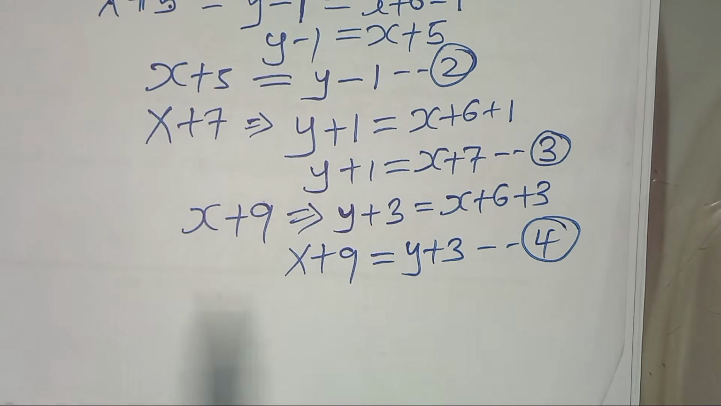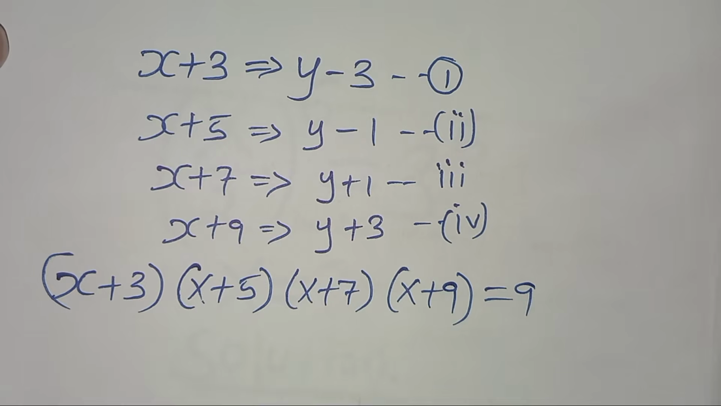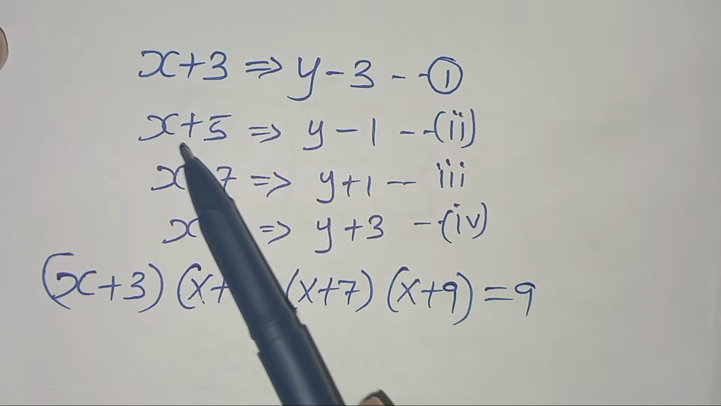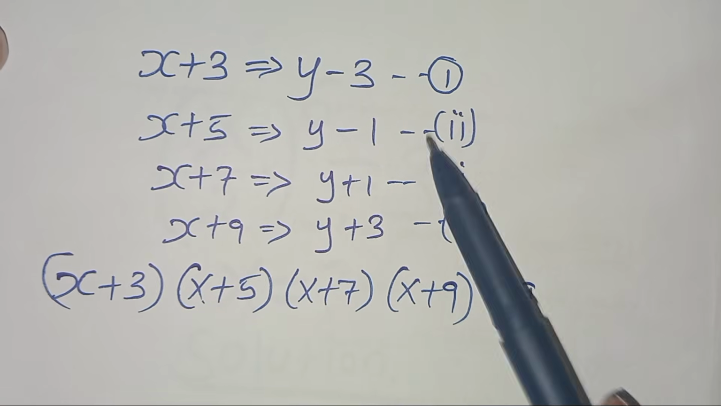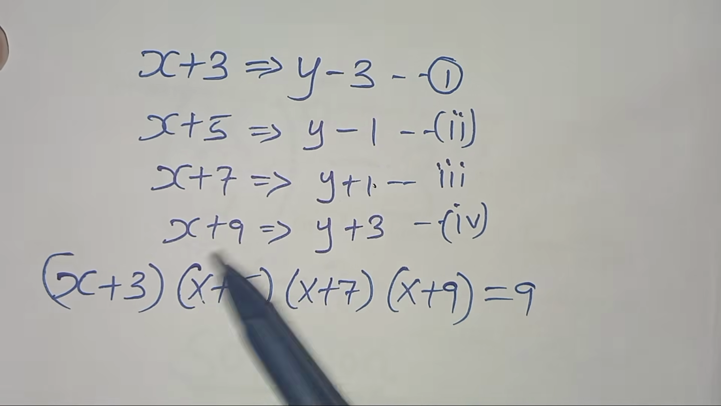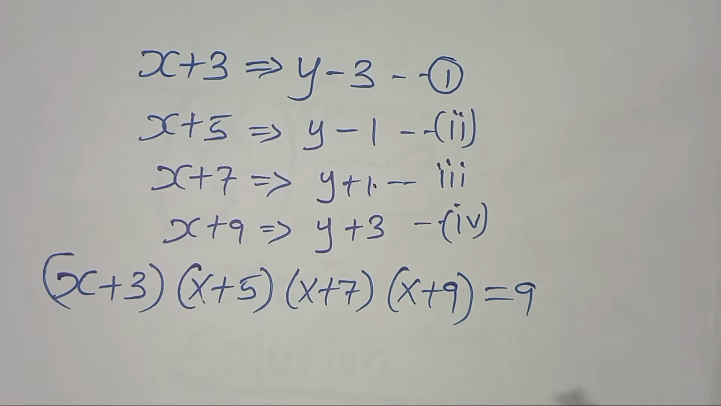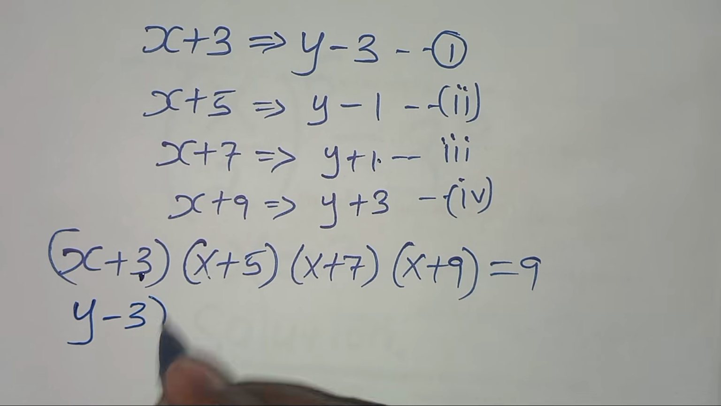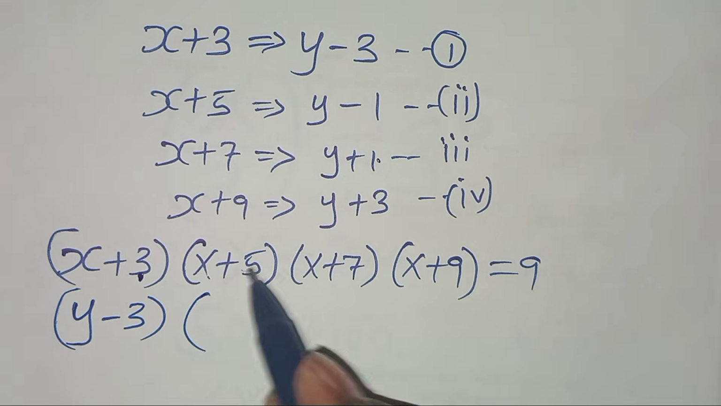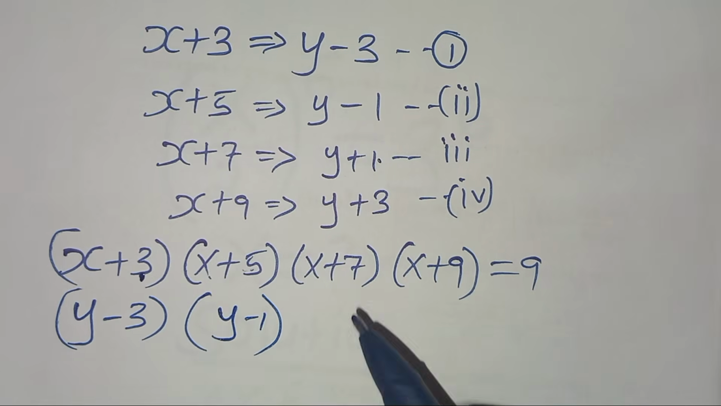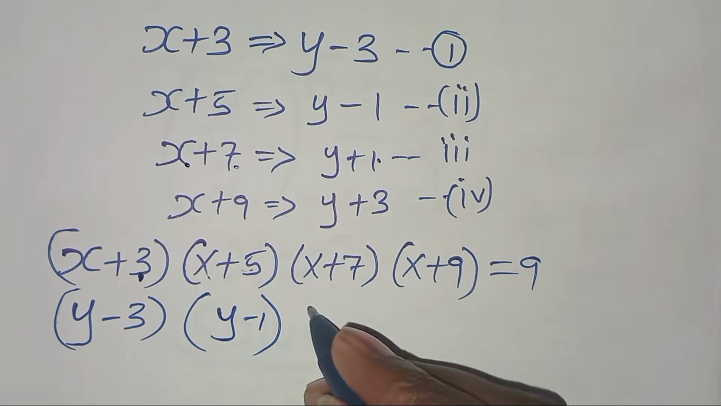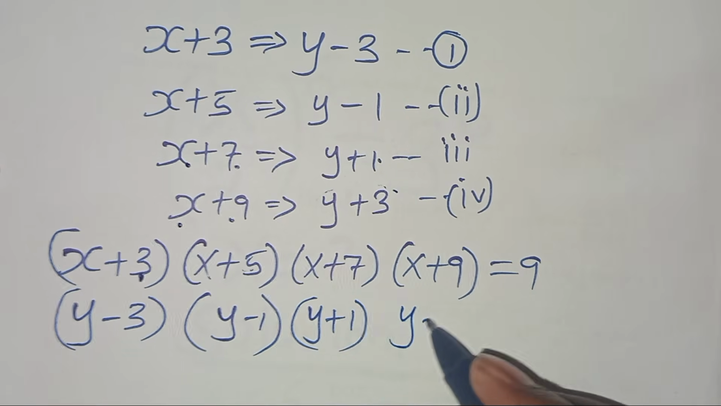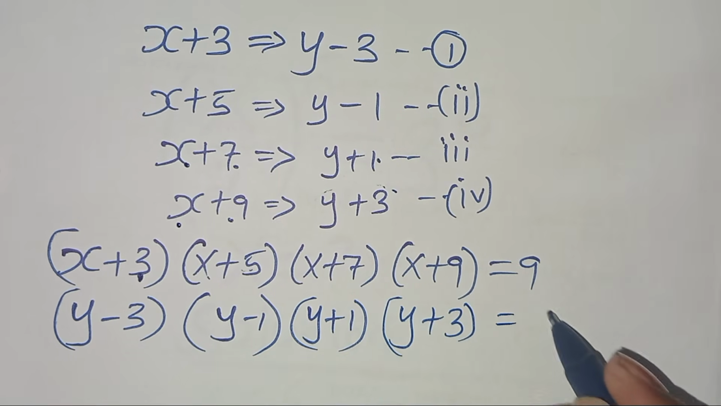So now we can form an equation here. Since x plus 3 in terms of variable y is y minus 3, which is equation 1, x plus 5 is y minus 1, equation 2, x plus 7 is y plus 1, and x plus 9 is y plus 3. Now that means x plus 3, which is y minus 3, multiplied by x plus 5, which is y minus 1, multiplied by x plus 7, which is y plus 1, multiplied by x plus 9, which is y plus 3, is equal to 9.